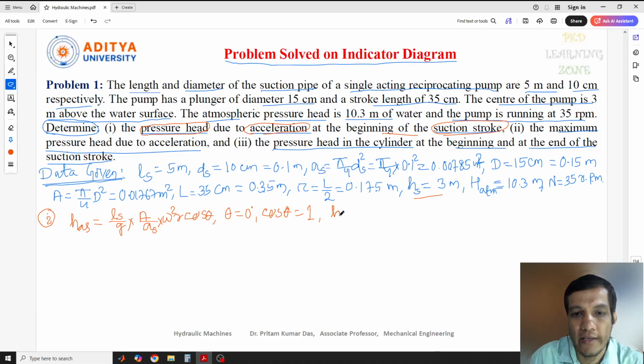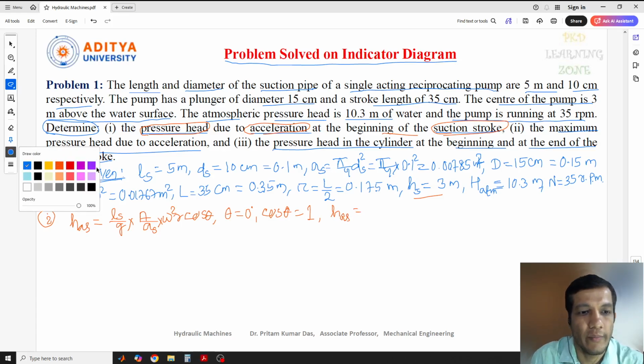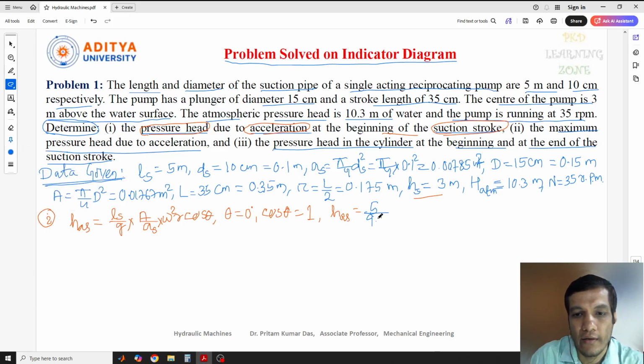So in this case we can write HAS equal to, so we'll put the remaining values. LS equal to how much? This is 5, g 9.81. Area of this capital A is how much?